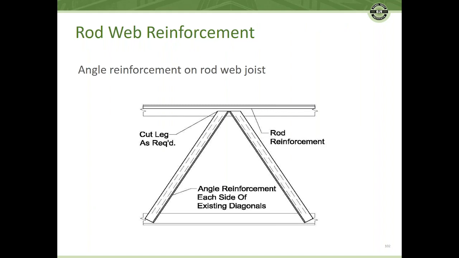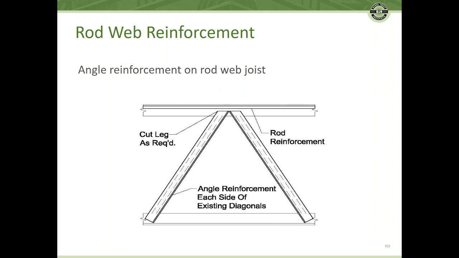For rod reinforcement, if you've got a rod web, it's really easy to put an angle on the outside of the chords. You may have to trim them so that you don't have excessive eccentricities and that they fit up better, like what we show here with this top chord. And you can see a rod reinforcement is there.